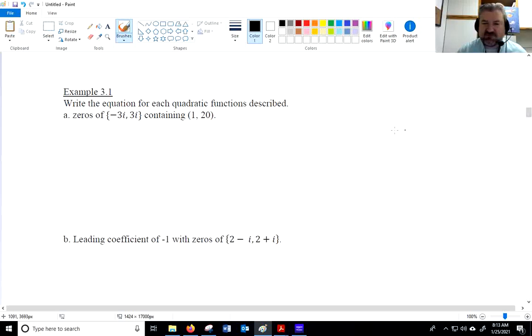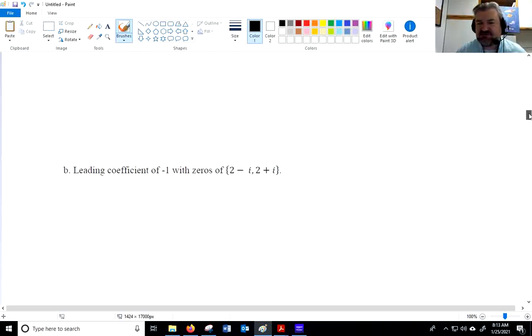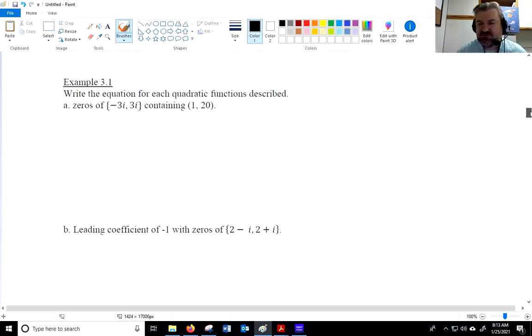One of the most important skills that an Algebra 2 student learns is how to construct a quadratic equation from the zeros. We've seen how to do it with rational zeros, irrational zeros, and now we're going to look at it with imaginary zeros. Suppose I have a quadratic function with zeros of negative 3i and positive 3i, and the equation contains the point (1, 20).